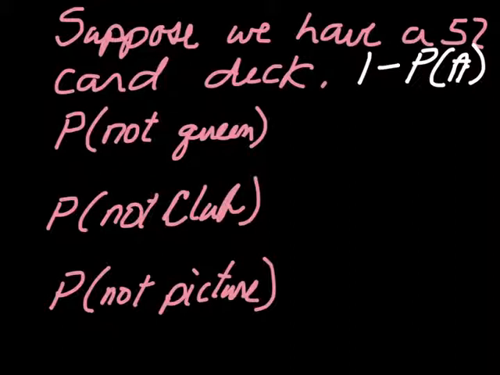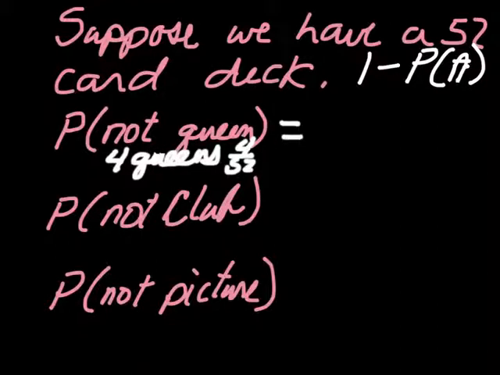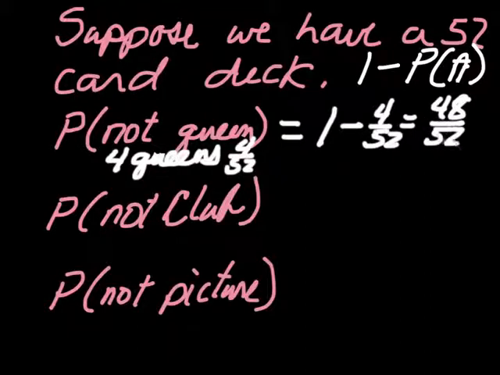So what about the probability of not a queen? Well, in every deck of cards, I know there are 4 queens. So the probability of getting a queen is 4 out of 52. So the probability of not getting a queen is 1 minus 4 out of 52, which is 48 out of 52, which as a decimal is going to be about 92% or 0.92.